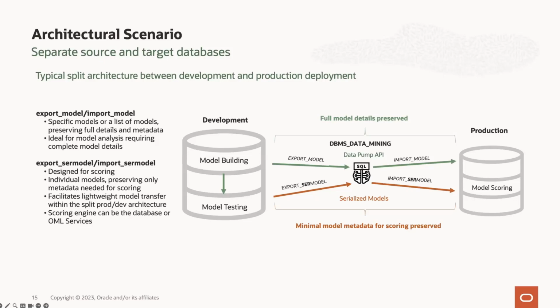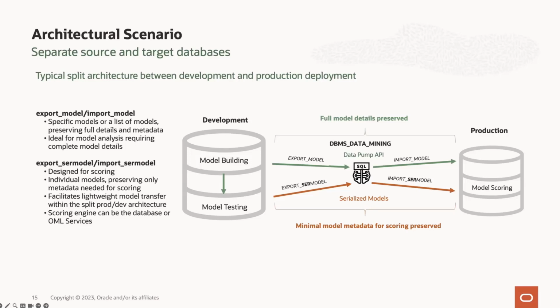Here we have a split environment where we build and test in one database and then score in a production database. Scoring can be done in Autonomous Database, Oracle Database, or OML services, which we'll show in the next slide. The DBMS data mining package has support for both the Data Pump API export and import model, and the export and import of serialized models. In each case, the model is copied from development to production for scoring by the target user, although database links can be used with the export model if desired. Again, the serialized model format is more compact because it only contains model-specific content and metadata for the scoring. It transfers more quickly between environments, and we recommend using it unless you want all the model details views for exploration preserved.